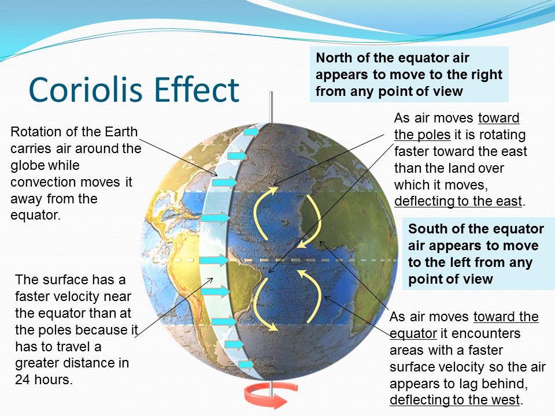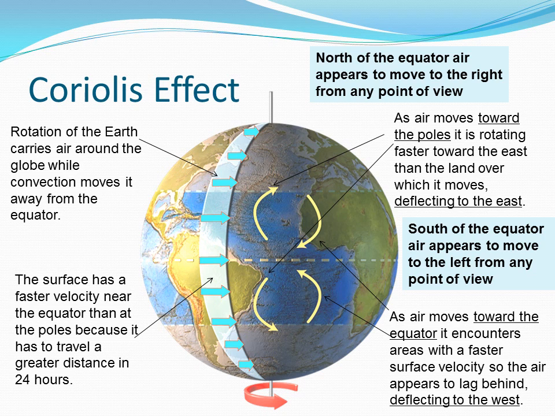Okay, so here is the more wordy version there. So north of the equator, the air appears to move to the right from any point of view. So this is kind of cool, because if you place yourself at the end of any of these yellow arrows in the northern hemisphere, everything appears to deflect to the right. Okay, if you get at the bottom of the arrow and look in the direction of movement, it always appears to be deflecting to the right.